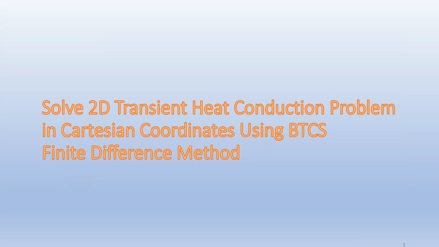Hello friends, in the previous video we showed you how to solve a 2D transient heat conduction problem in Cartesian coordinates using the forward time centered space finite difference method. In this video we are going to solve the same problem using the backward time centered space, or BTCS, finite difference method.